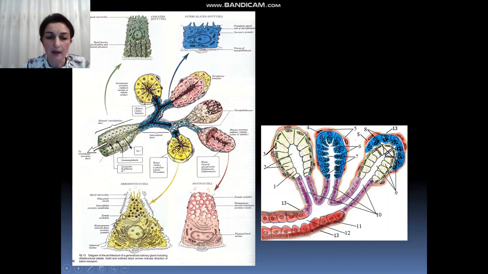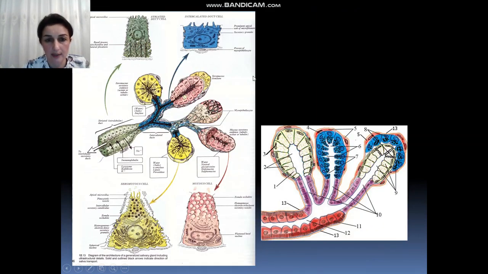In the lateral sides, we will see tight junctions, so the cells are attached to each other via tight junctions. Above the region of tight junctions, we can see intercellular canaliculi. They open into the lumen of the secretory portion. And below the tight junctional regions, we can see interdigitations. These interdigitations are located between the neighbor cells.